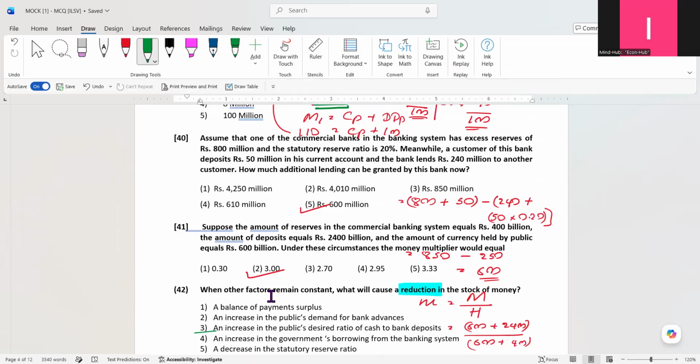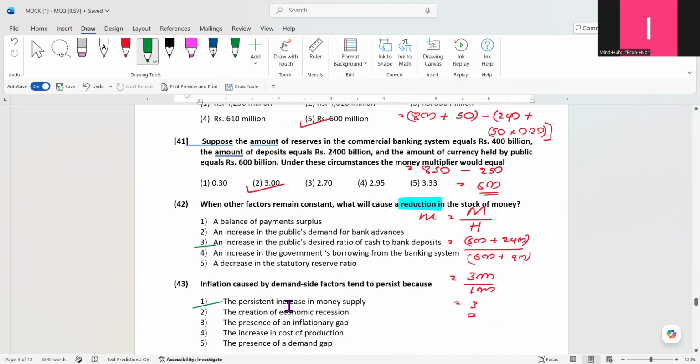So how do we calculate the money multiplier? I've shown the calculation step by step here. As you guys know, money multiplier is capital M divided by H. Capital M is money supply. Money supply is always narrow money, CP plus DDP. CP is given as 600. Demand deposits of the public in commercial banks are given as 2,400.